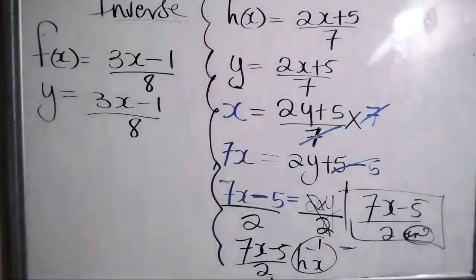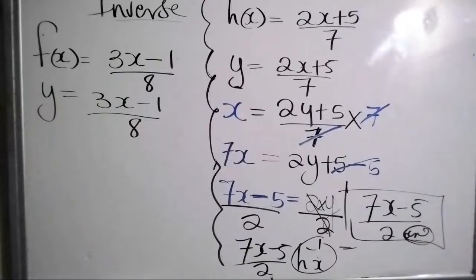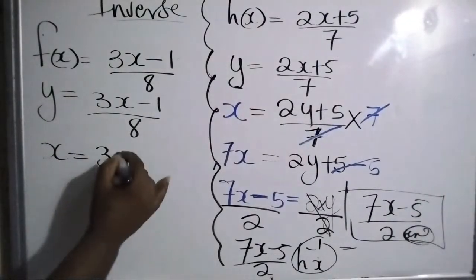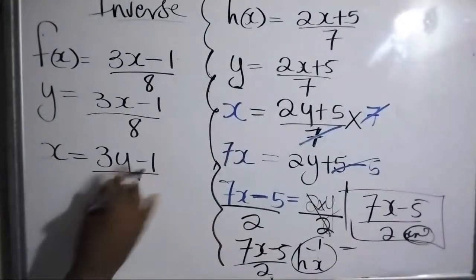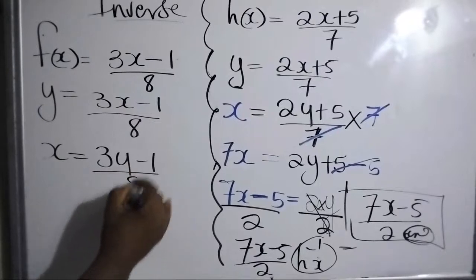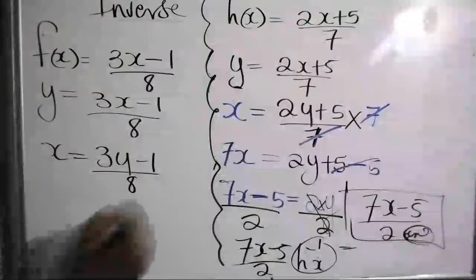Alright? So now, we're going to change from y to x, so we interchange x and y. Alright, so now we're going to solve for y. So we multiply by this.